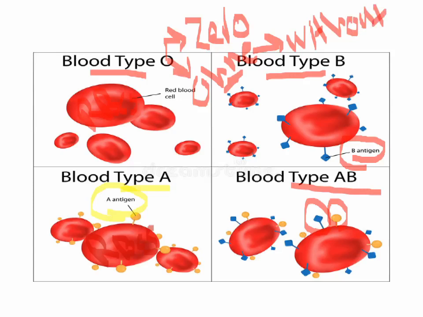So you have two different antigens which might be expressed on the surface of the red blood cells, either antigen A or antigen B. If you have antigen A only, your blood type will be A. And if you have antigen B only, your blood type will be blood type B. And if you have both antigens, antigen A and antigen B, your blood type will be AB. And if you don't have antigen A, neither antigen B, your blood type will be O.